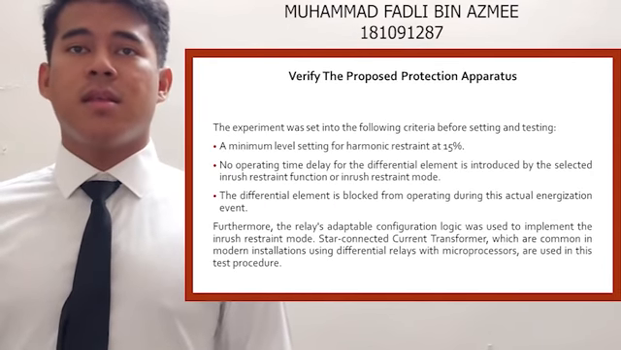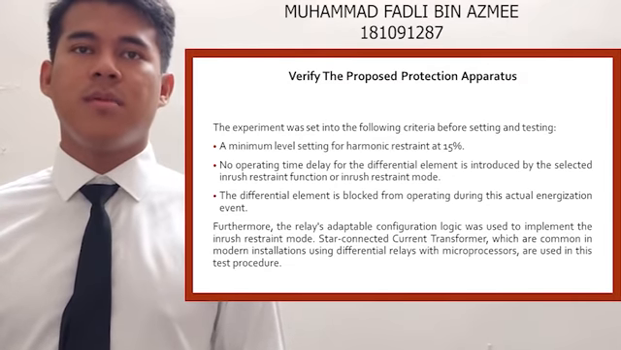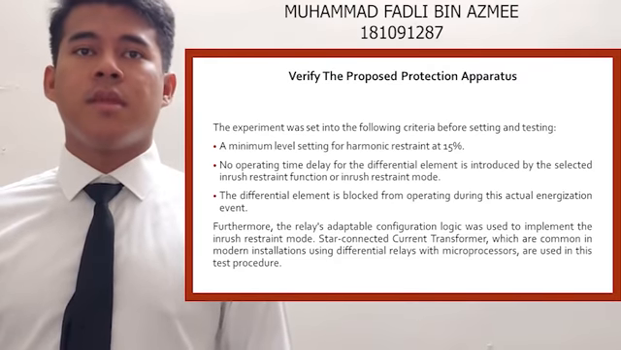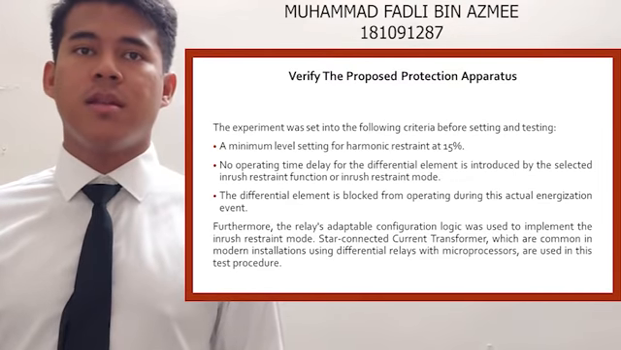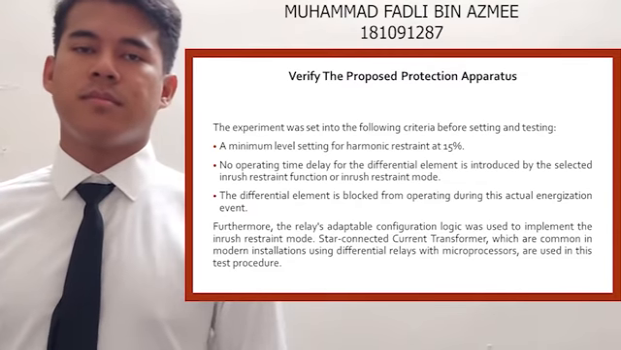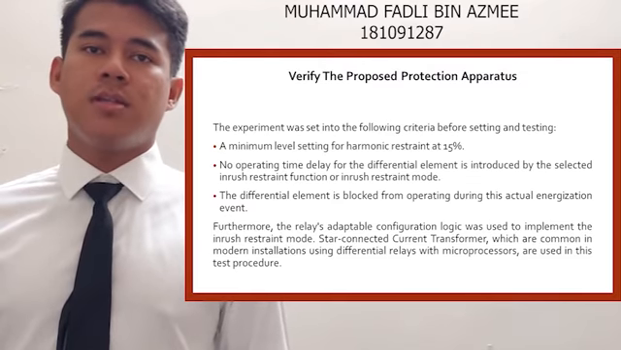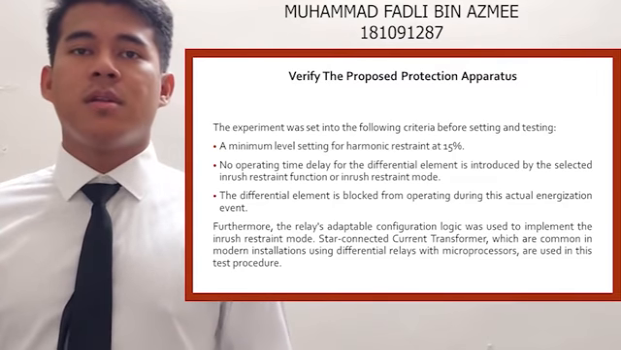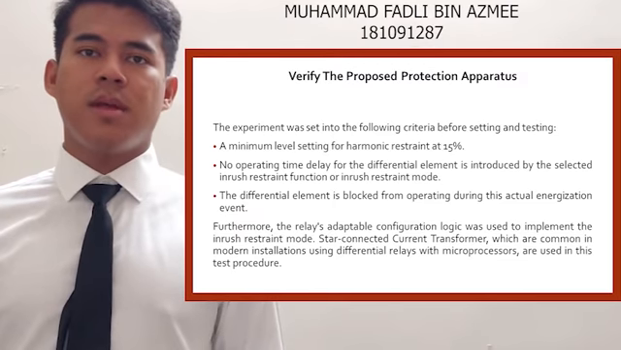The experiment was set to the following criteria before setting and testing. A minimum level setting for harmonic restraint of 15%. No operating time delay for the differential element is introduced by the selected inrush restraint function or inrush restraint mode. The differential element is blocked from operating during an actual energization event. Furthermore, the relay's adaptable configuration logic was used to implement the inrush restraint mode.